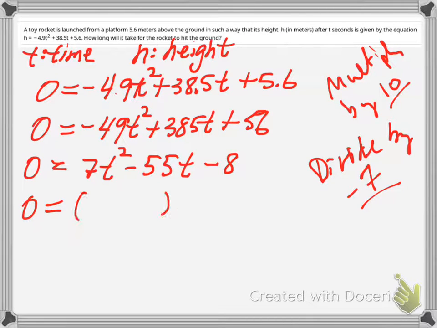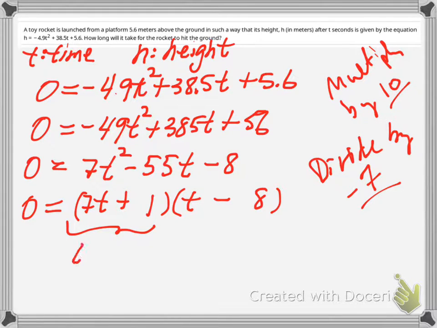And now I'm going to go through and factor this by hand. 7t times t, that's going to give me my 7t squared. Now, what two numbers, if I multiply them together, will give me 8, and the outside terms and the inside terms will add together to give me -55? Well, that would be 1 and 8, putting a minus in front of the 8 and a plus in front of the 1. If those are the factors, then the solutions would be t is equal to -1/7.